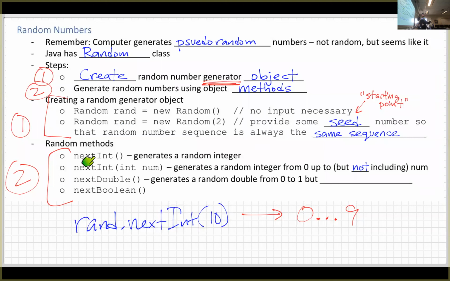If I just use nextInt all by itself, it generates a number from negative 2 billion all the way up to positive 2 billion. It generates any random 32-bit integer. Okay. If I use nextDouble, it will generate a floating point number from 0 to 1, not including the 1. So if I wrote that out mathematically, it includes the 0, but does not include the 1. Okay, so let's look at how we use this now.